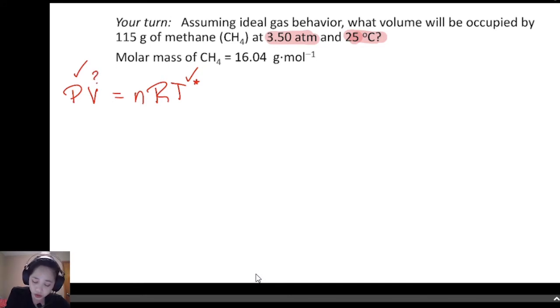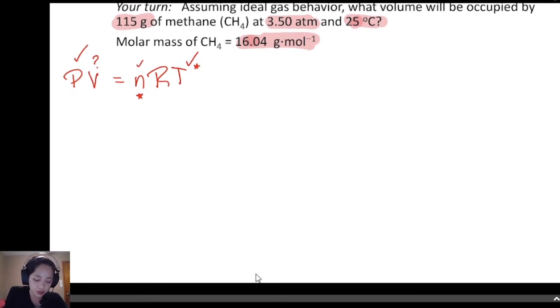Do we have moles? Well, they give us the mass of the gas and the molar mass of the gas as well. So since we know the amount in grams of the gas that is in this container, we can use the molar mass to get the number of moles. So we need to convert 2 different things, temperature and moles of gas. So let's just do that first.